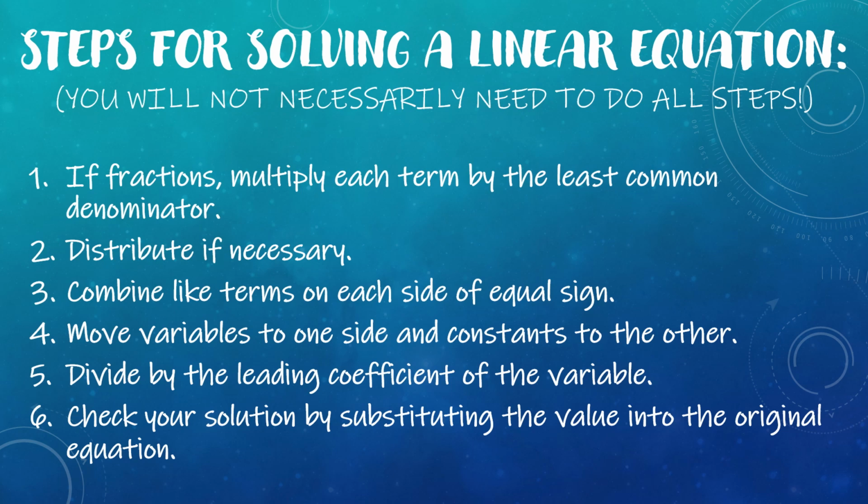Fourth, using addition or subtraction, move your variables to one side and your constants to the other. It doesn't matter which side you put them on. I prefer the left side for my variables and the right side for my constants. Fifth, you're going to divide by the leading coefficient of the variable unless it is 1.